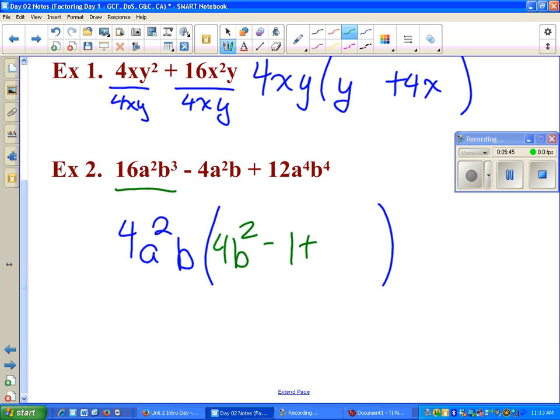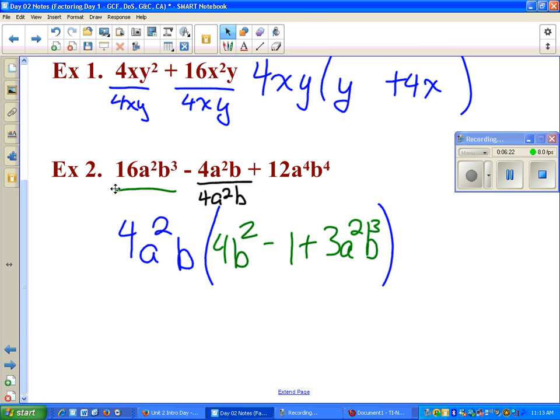How about here? 3a squared b to the third, or b cubed. Greatest common factor. Because if I divide this by 4a squared b, I'm left with 1, and there's a minus in front of it. Okay? Any other questions? Can I move on?